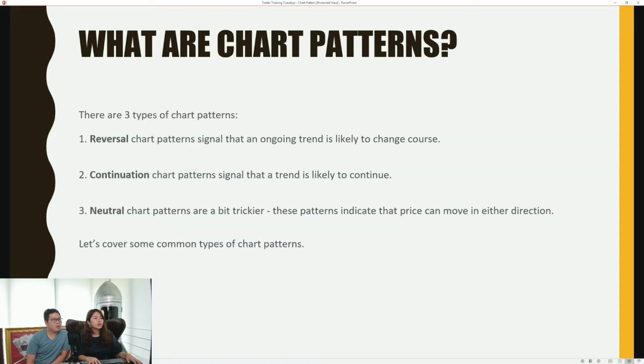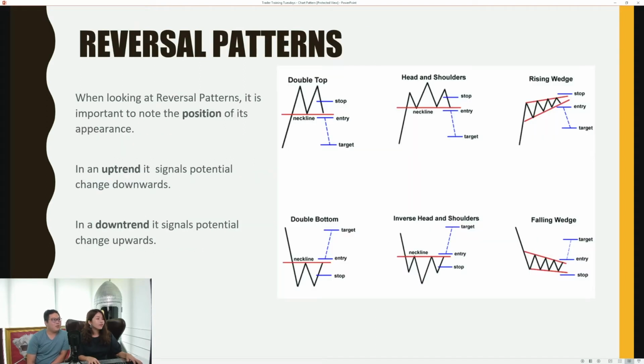Next. There are three types of chart patterns. Reversal chart patterns signal that an ongoing trend is likely to change course. So, I guess that's the reversal pattern? Yes. Boring, reversal means it's going to change. Continuation means it's going to continue. And neutral means we don't know.